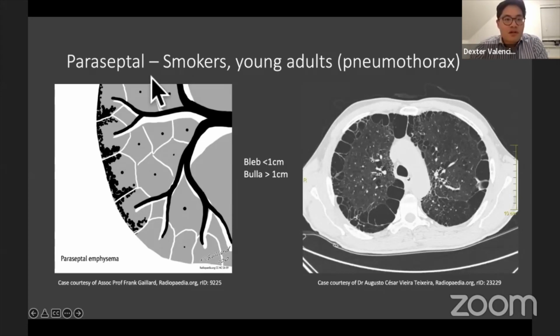Paraseptal, you can get them in smokers and young adults, and it looks like it's more on the edges, so that can cause a pneumothorax if any of these blebs or bullae pop. A bleb is something like this but less than a centimeter, and a bulla is above a centimeter.